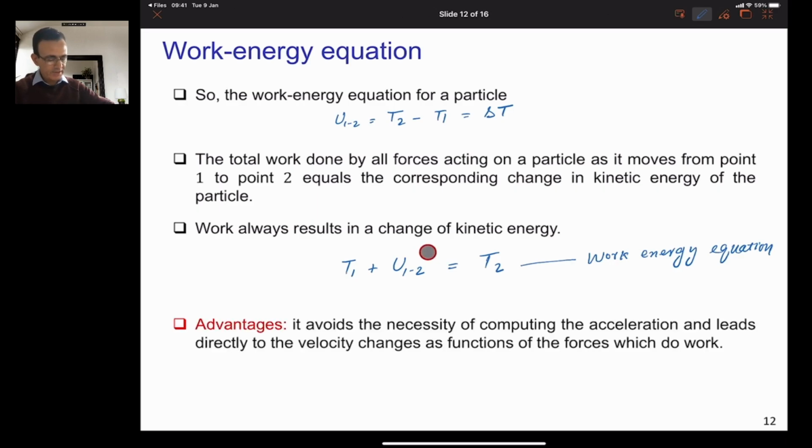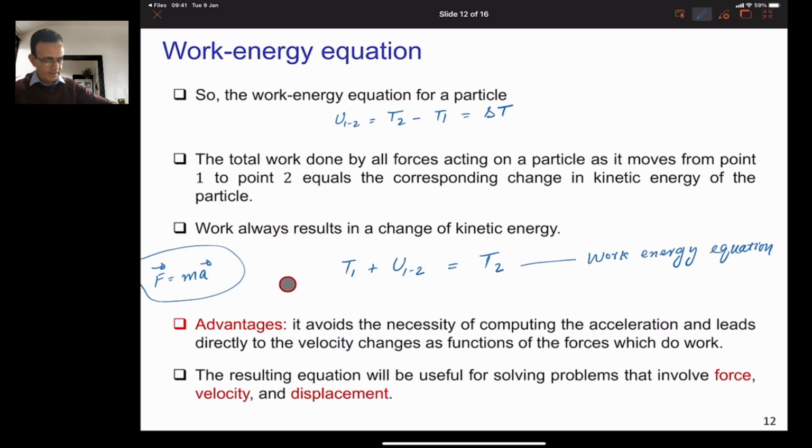The advantage here is that it avoids the necessity of computing the acceleration and leads directly to the velocity change as a function of the forces which do work. So in the case of kinetics, you always need to calculate the acceleration, since F is equal to ma. You always need to calculate the acceleration to solve the problem in the previous case. But now in this case, you don't need to calculate the acceleration. If you can calculate the work, and we know that this is just half mv1 square and this is half mv2 square, you can directly solve the problem.